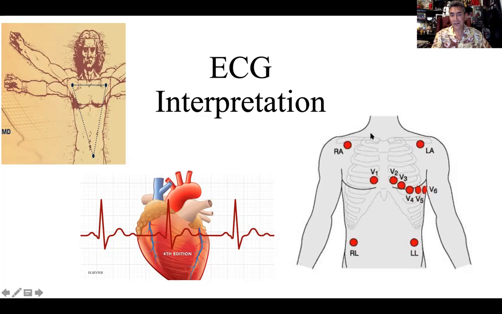So again, we're looking at the location for the right atrium, the left atrium, and then the lower leads down here. So these ventricular leads are wrapping around the body there.